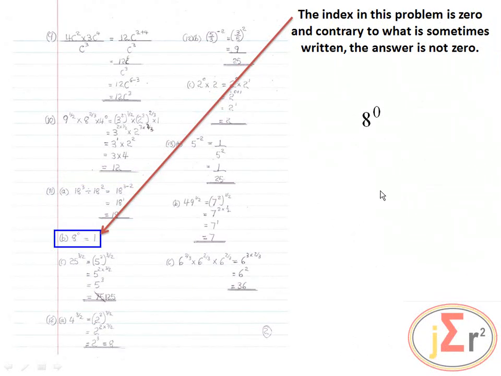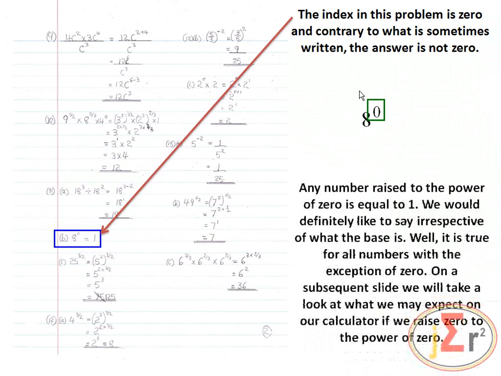The index in this problem is 0, and contrary to what is sometimes written, the answer is not 0. Contrary to what is sometimes written, the answer is not 0. Any number raised to the power of 0 is equal to 1. We would definitely like to say irrespective of what the base is. Well, it is true for all numbers with the exception of 0.